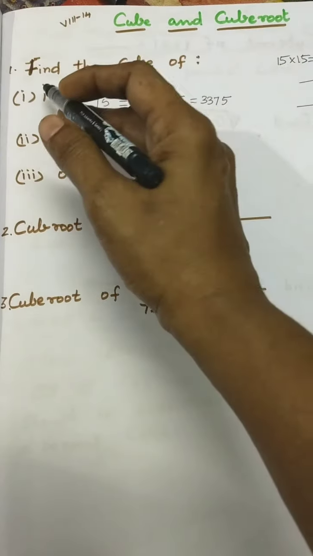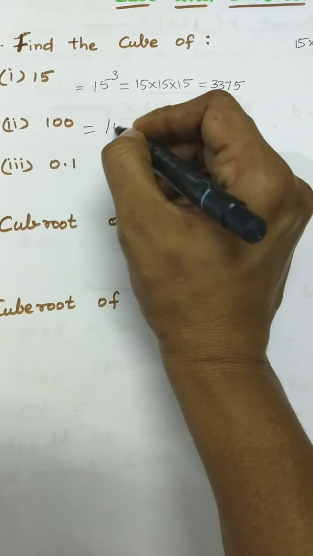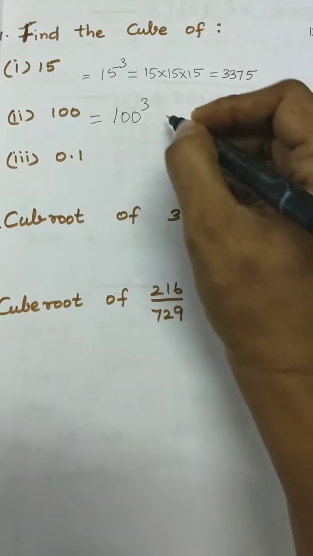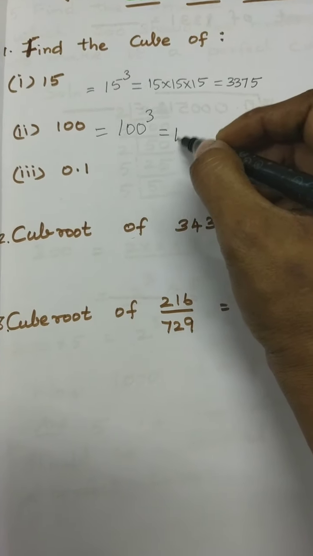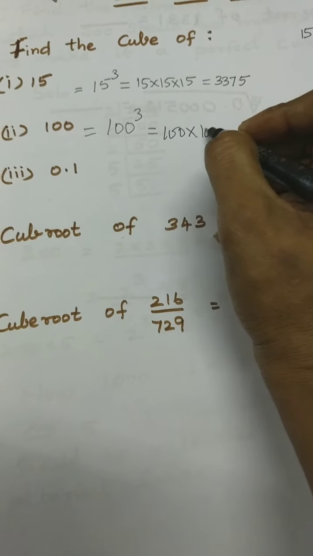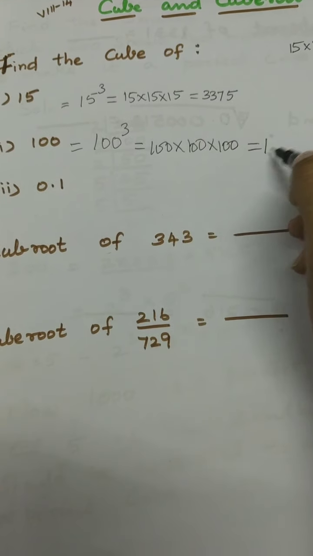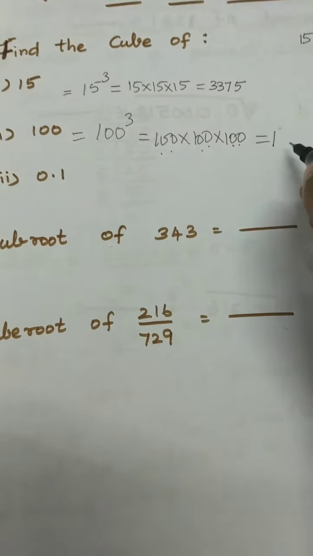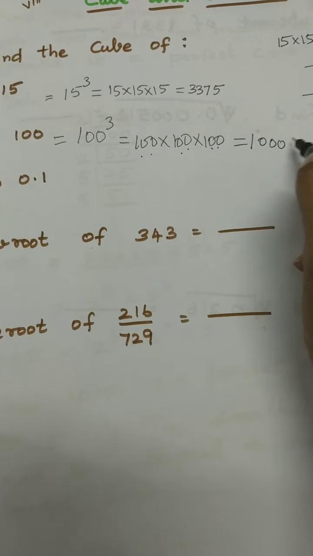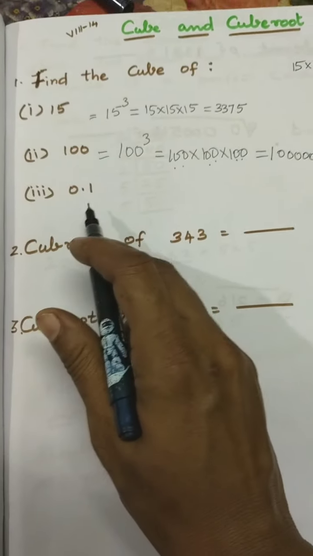Now find the cube of 100. That is equal to 100 cube. Now what is the answer for this? 100 into 100 into 100. Then the answer is 1, and how many zeros? 1, 2, 3, 4, 5, 6. Yes, 6 zeros. And next, the third one, 0.1.